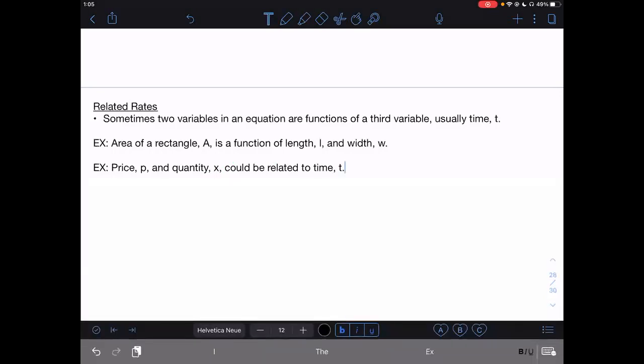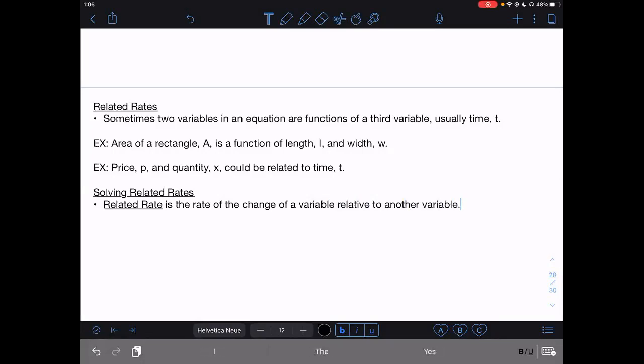Okay? So let's look at the steps for solving these related rate problems, which won't be too different from what we have seen so far throughout this section. So again, a related rate is the rate of change of a variable relative to another variable. In this case, we want to look at the rate of change of one variable related to two other variables.